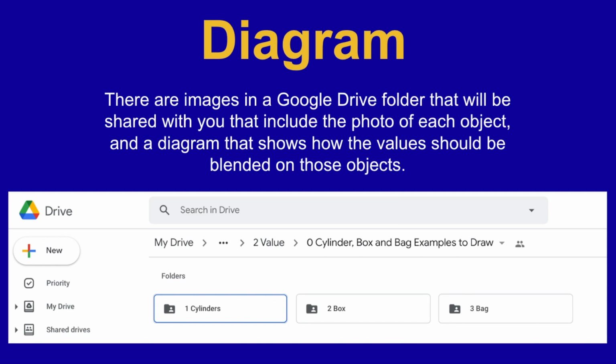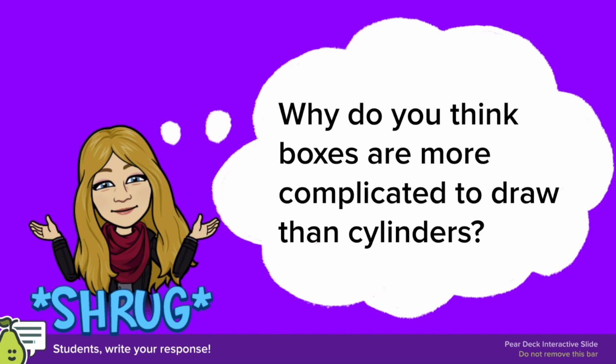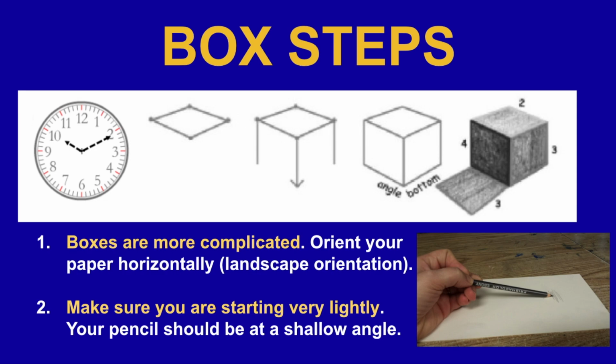So here I'm wondering if you can tell me why boxes might be more complicated to draw than cylinders. And I'm actually talking about blocking in. When you're blocking in the box, why is that more complicated to draw than the cylinder? If you said it was because of all the angles and ratios and the parallelogram at the top, you were correct. What I want you to realize about the box is you're actually going to create the parallelogram that's at the top of the box first. That is technically why it's a little bit harder to draw the box than the cylinder.